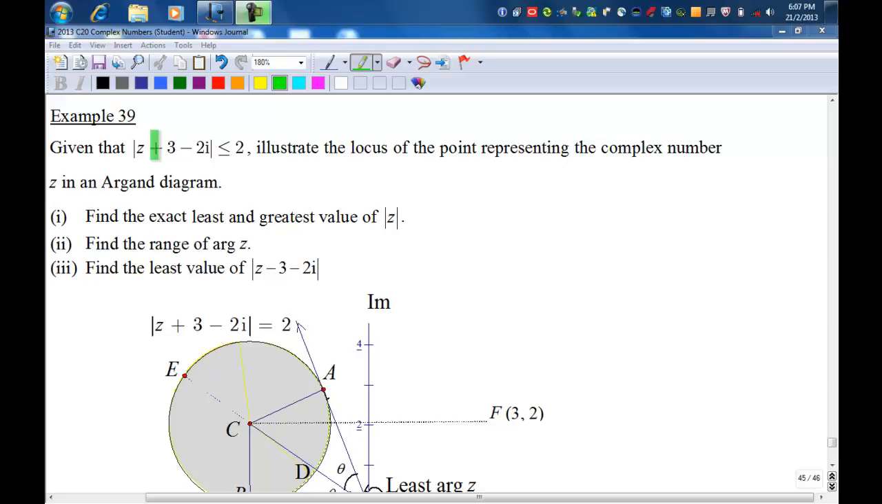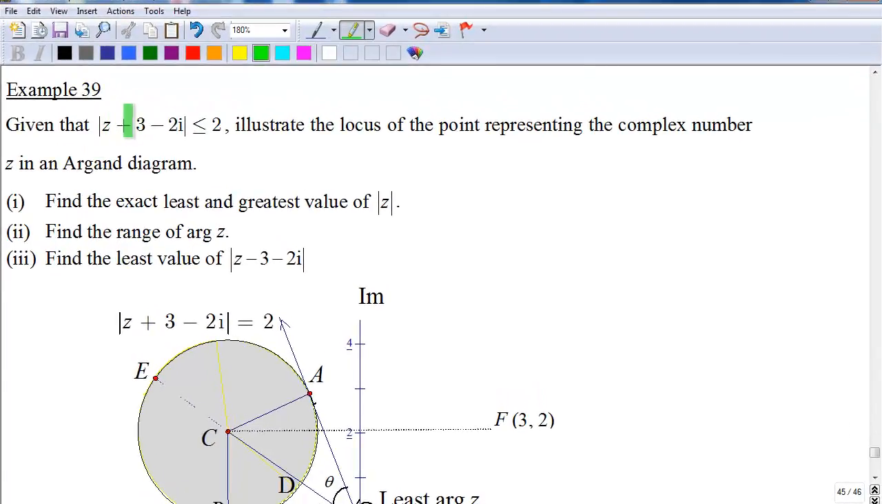We now look at this last example in your notes. Example 39 says that there is a z that satisfies this condition, modulus z plus 3 minus 2i less than or equals to 2. Now you want to first illustrate the locus of the point representing this complex number z on an Argand diagram. Alright, now we have seen this before. This is the locus of points inside and on a circle.